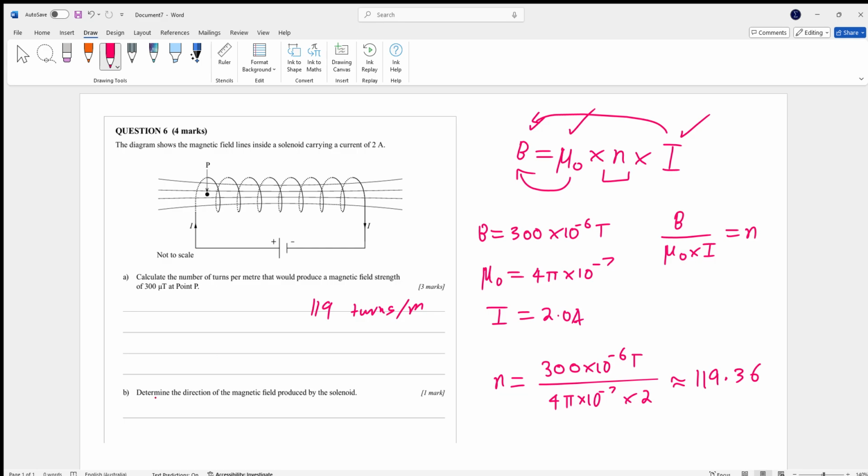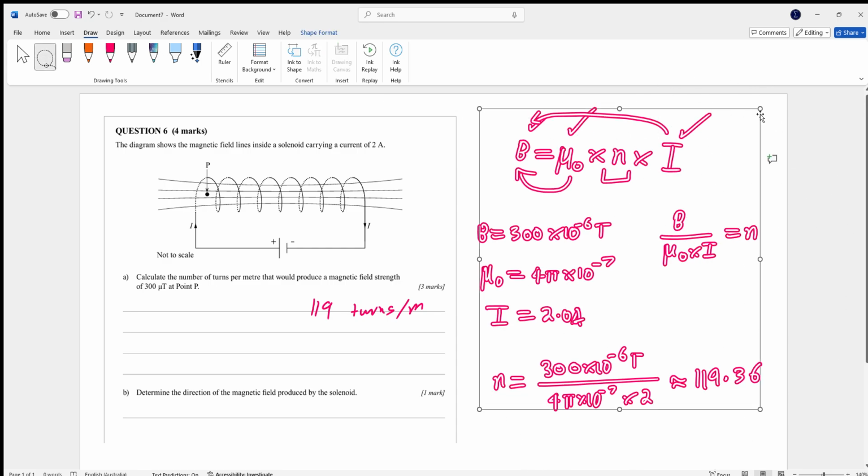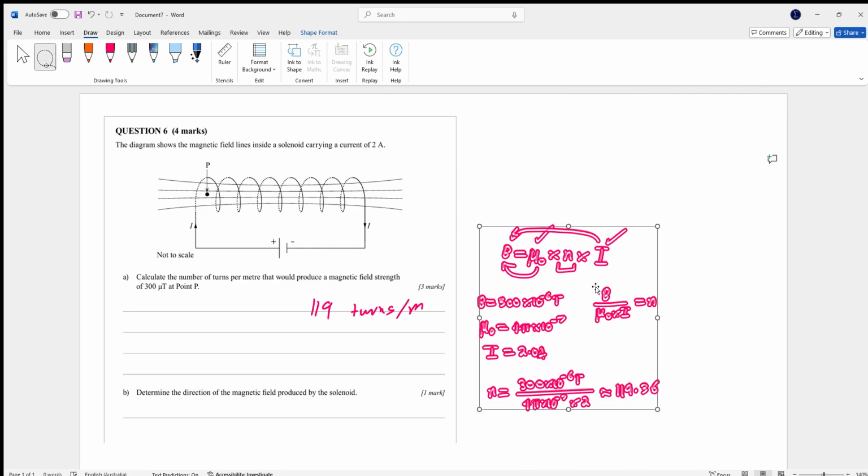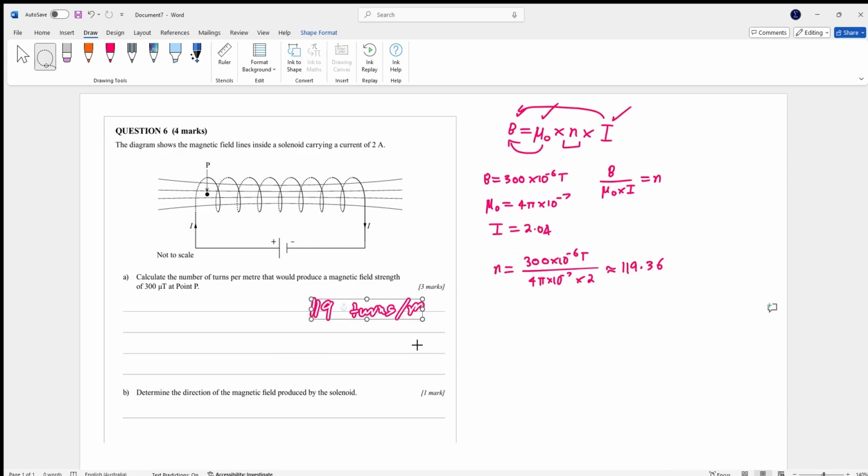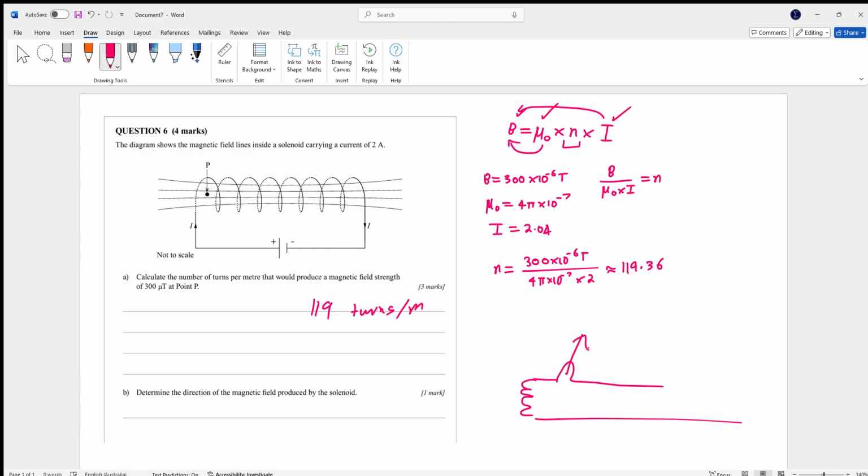Now, let's take a look at part B. Determine the direction of the magnetic field produced by the solenoid. So here, we can work this out using the right-hand rule. A lot of people don't really know how to do this that well, so they'll get the first bit, but they'll lose this mark down here. There's only one right-hand rule you really need to know, okay? Now, excuse me while I draw a really bad right hand here. So, this is your right hand.